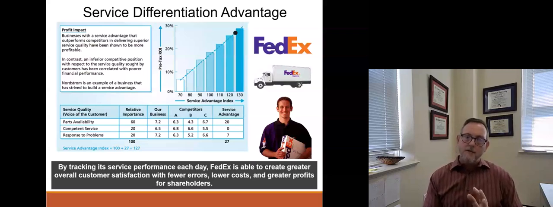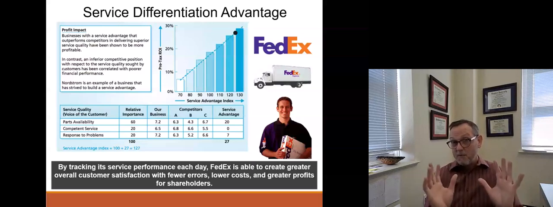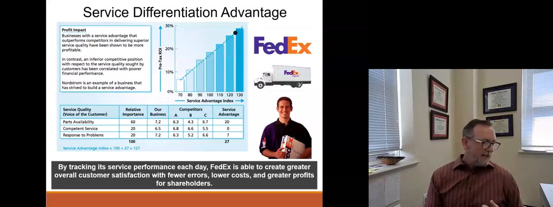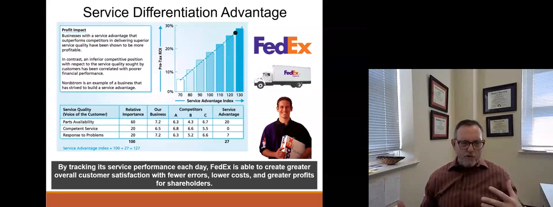In this case, the index rates them as a 127, so 27 basis points above average, or what the industry norm would be. So again, we have a clear advantage on service performance in this particular example for FedEx. Okay, so two great ways to think about this.